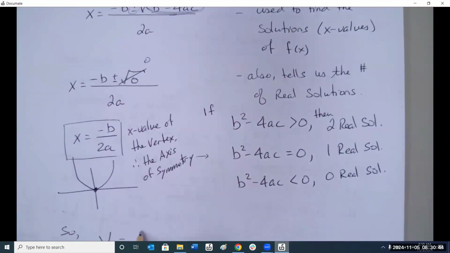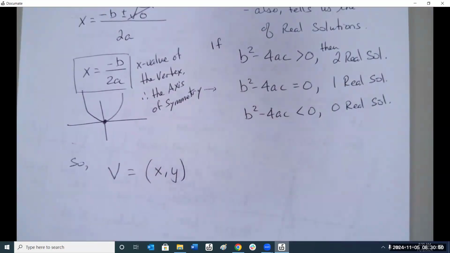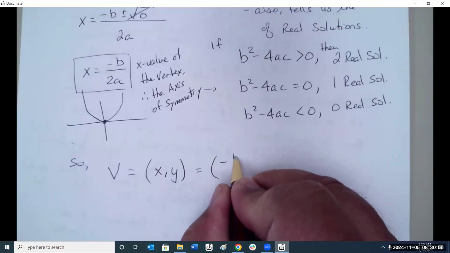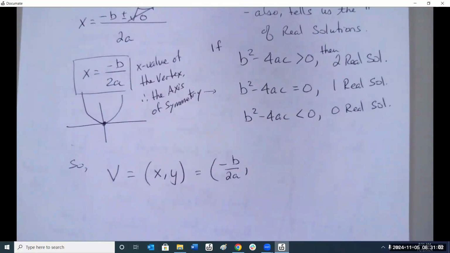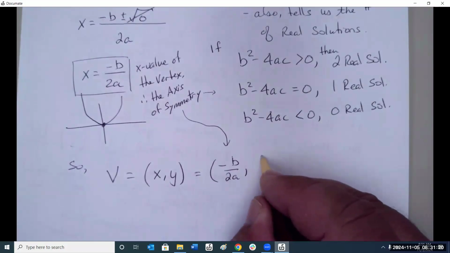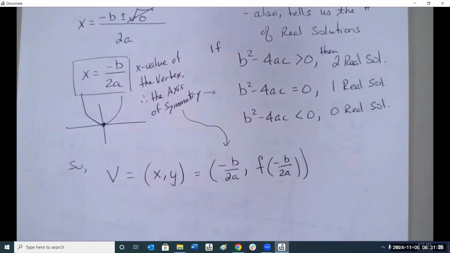So to find our vertex, remember, the vertex is a location. It's a point. Well, we know the x value of the vertex. And this x value is also the axis of symmetry. How do we find the y value? Exactly. Take whatever value you have there, plug it back into your equation. And whatever you get is your y value. That's your vertex.